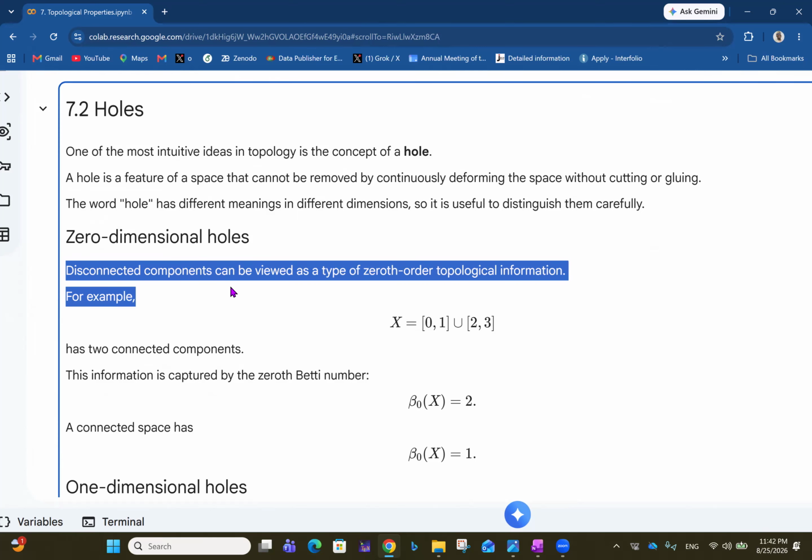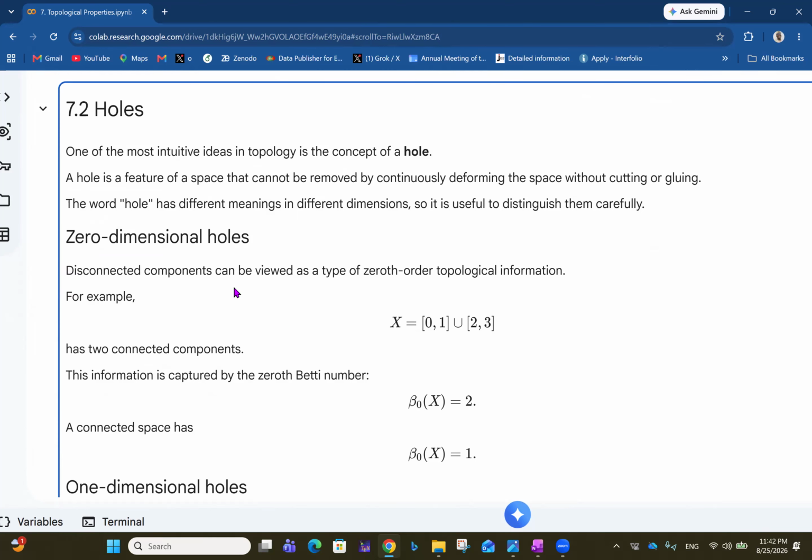So let's talk about zero-dimensional holes first. Disconnected components can be viewed as a type of zeroth order topological information. For example, X equals [0, 1] union [2, 3] has two connected components. This one is connected, this one is connected. This information is captured by the zeroth Betti number. So beta naught of X is 2.